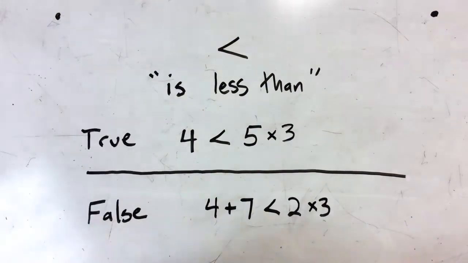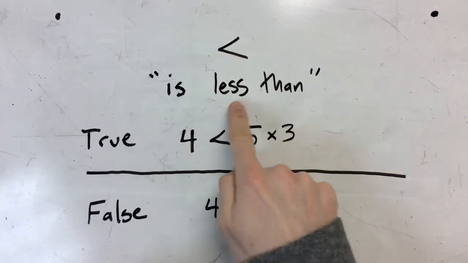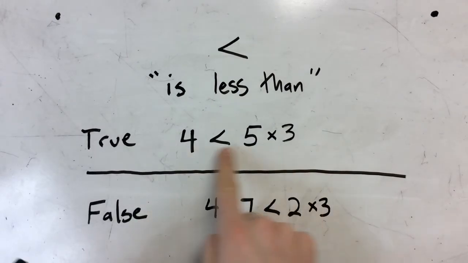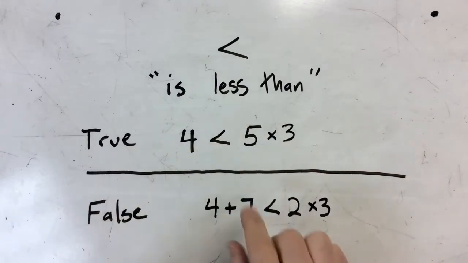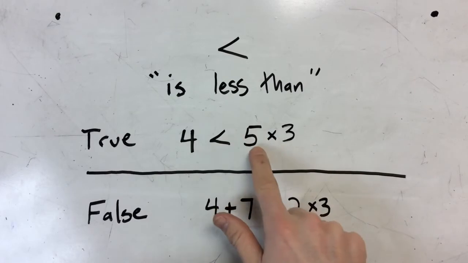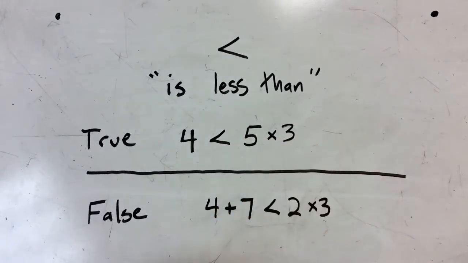Here's another symbol you're familiar with that we can write sentences with. This symbol is read, is less than. Here's a sentence you can write with this symbol that is true. 4 is less than 5 times 3. That's true. Here's a sentence you can write with this symbol that's false. 4 plus 7 is less than 2 times 3. It's a completely perfect sentence, it just happens to be false.